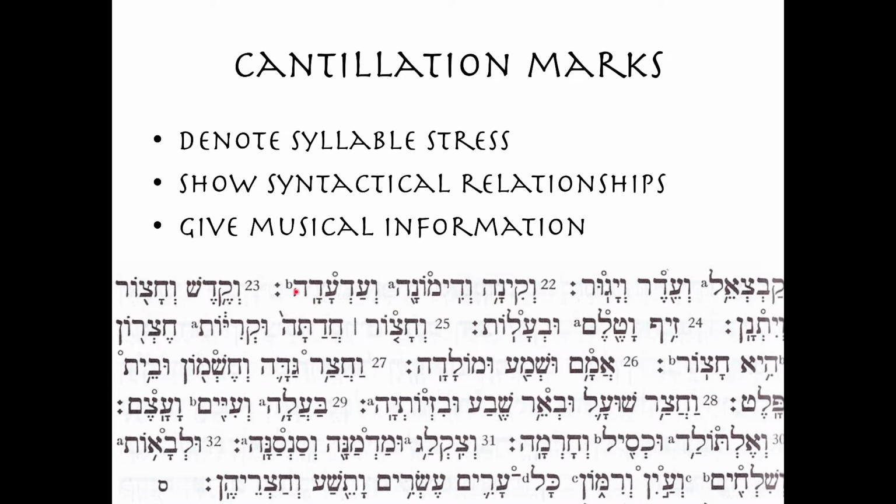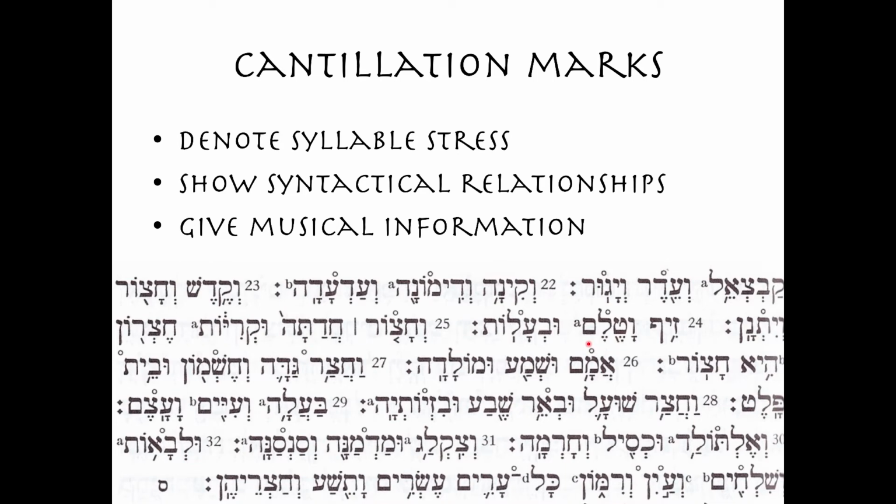The da would be where the stress is here. The kedesh, so notice the accent would be back here. Chatzor, the accent would be here. Anyway, so they show syllable stress. They also show relationships of words. So for example, here, these two cantillation marks, notice how they kind of point toward each other. That means that these go together. Same thing here. These two go together syntactically. So they show relationships, how they understood these words to go together.